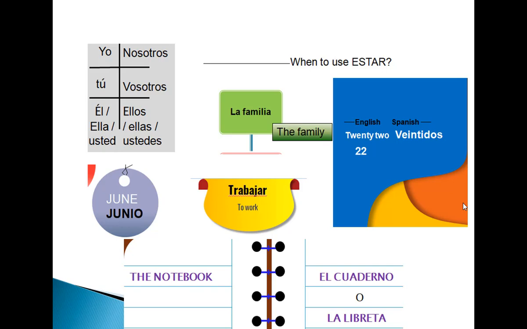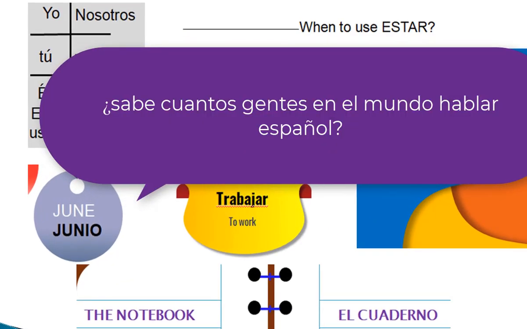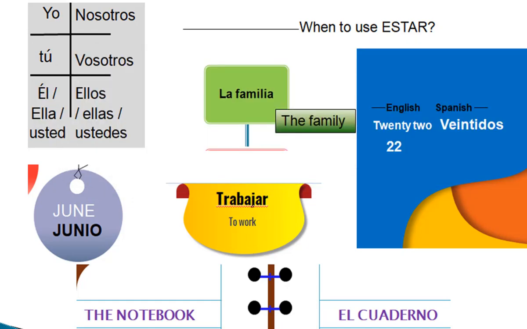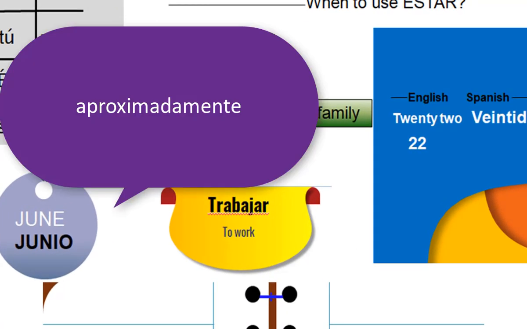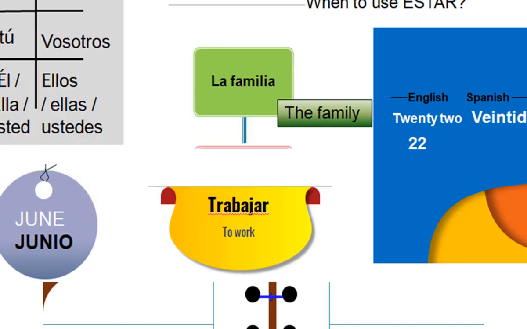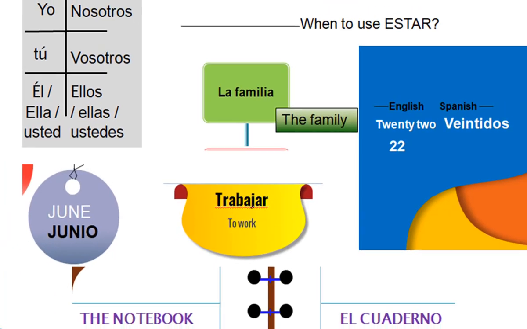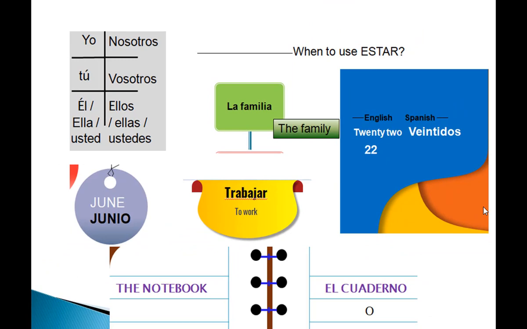¿Sabe cuántos gentes en el mundo hablar español? Do you know how many people in the world speak Spanish? Aproximadamente 586 millones. Approximately 586 million people. That's a huge number. Espanol or Spanish is one of the official languages of United Nations.